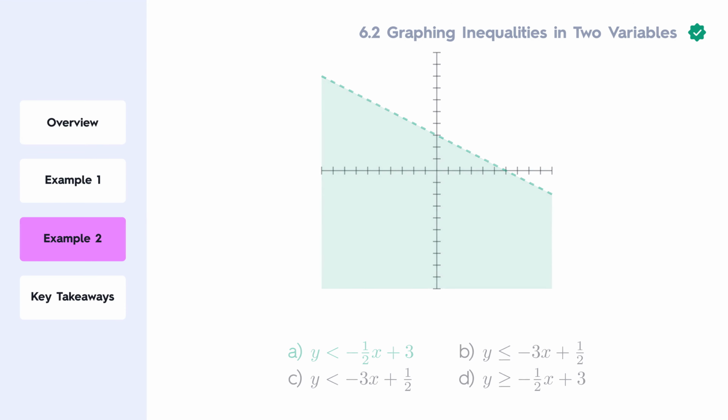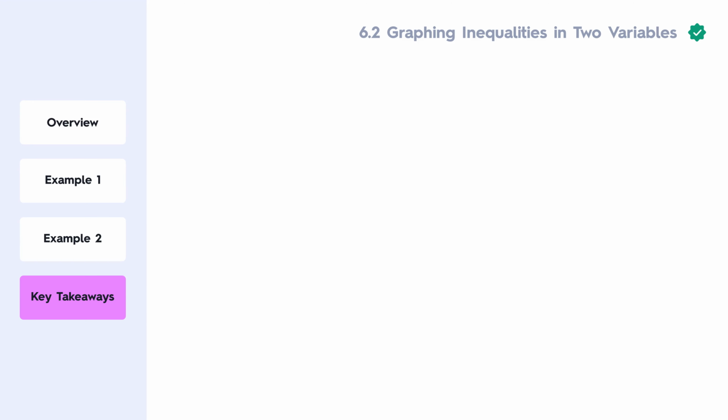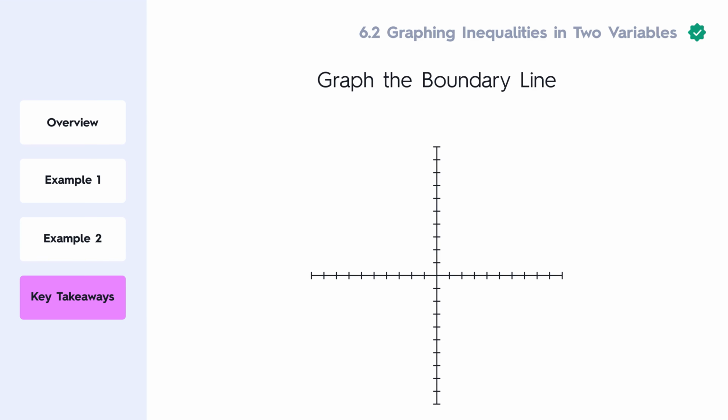Great work today! Let's quickly recap the main concepts we covered for graphing inequalities in two variables. Start by rewriting the inequality in the slope-intercept form if it's not already there. This makes it easy to identify the slope and the y-intercept, so we can quickly graph the boundary line. When graphing the boundary line, we mainly use a solid line or a dashed line. We use a solid line for greater than or equal to, as well as less than or equal to symbols, indicating that the points on the line are part of the solution.